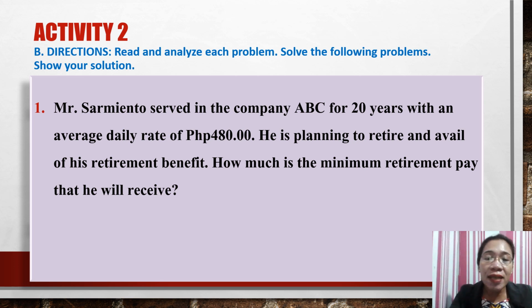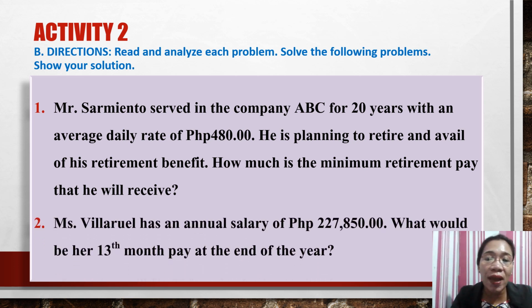Okay? Next problem, number 2. Ms. Villaruel has an annual salary of 227,850 pesos. Question, what would be her 13th month pay at the end of the year?